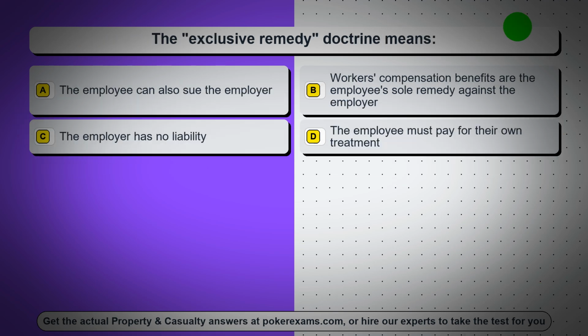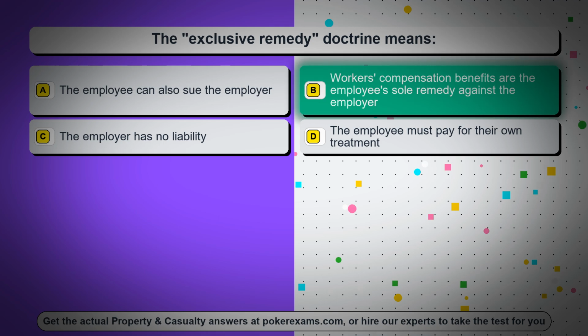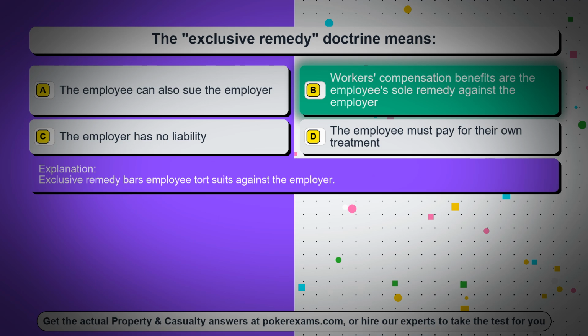Question 72. The exclusive remedy doctrine means. Option A. The employee can also sue the employer. Option B. Workers' compensation benefits are the employee's sole remedy against the employer. Option C. The employer has no liability. Option D. The employee must pay for their own treatment. The correct answer is option B. Workers' compensation benefits are the employee's sole remedy against the employer. Exclusive remedy bars employee tort suits against the employer.